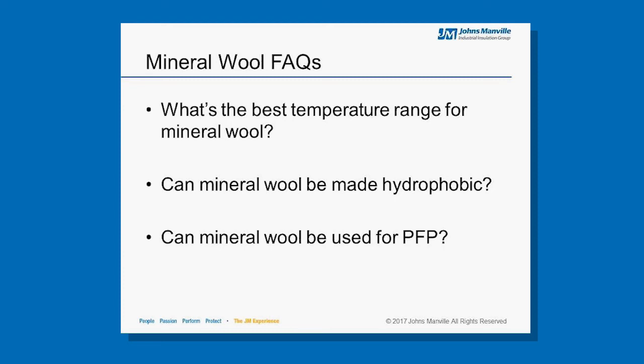Finally, can mineral wool be used for passive fire protection? There's only one mineral wool product that can be used for passive fire protection. API 521 calls out specifically metal mesh blanket for passive fire protection. As we look at passive fire protection, however, there may be better options, especially in high temperature conditions.